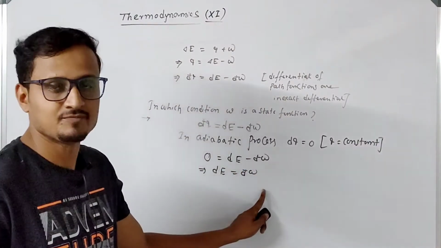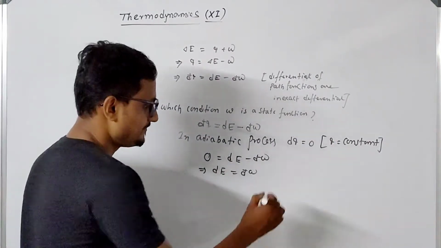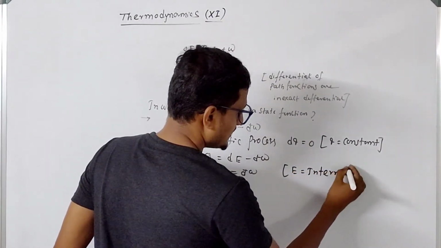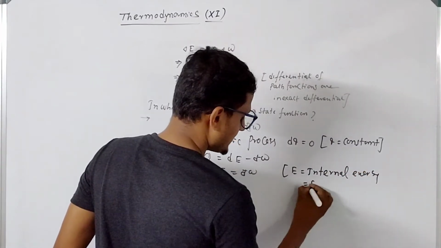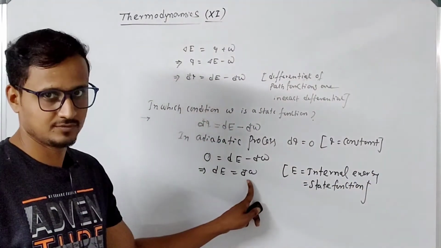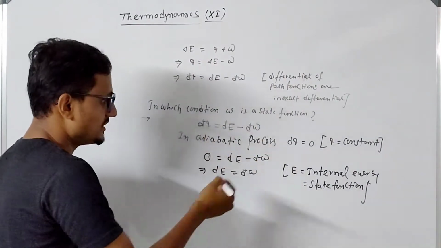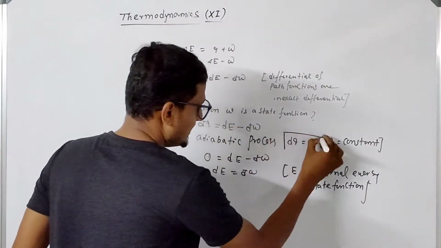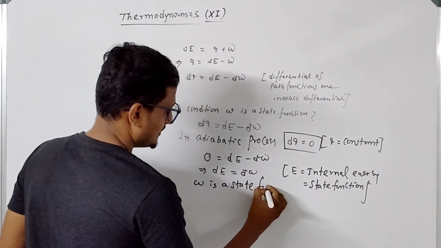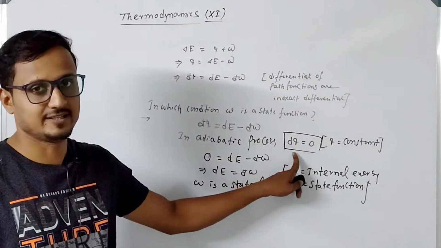Now from this interpretation we can say that as E is internal energy, which is a state function, equal to dW. So as internal energy is a state function, dW is a state function. Okay, so from this condition, if the process is adiabatic and dq equals 0, then we can say W is a state function. So a path function becomes a state function if the process is adiabatic.